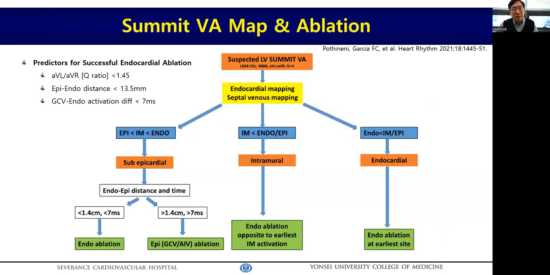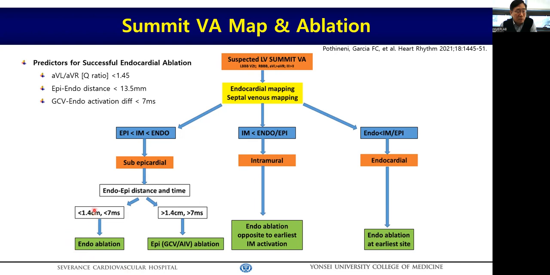This is a decision tree provided by Garcia. You can try endocardial ablation at the earliest activation site if it is an endocardial focus. If it is an intramural focus, a coronary vein map is useful, and you can start endocardial ablation opposed to the earliest activation site. If it is a subepicardial focus, you need to map the corresponding endocardial site first, as I did. If wall thickness differs within 14 millimeters and activation time differs within 7 milliseconds between endo and epi, you can try endocardial ablation first. Otherwise, you have to consider epicardial or coronary vein ablation.